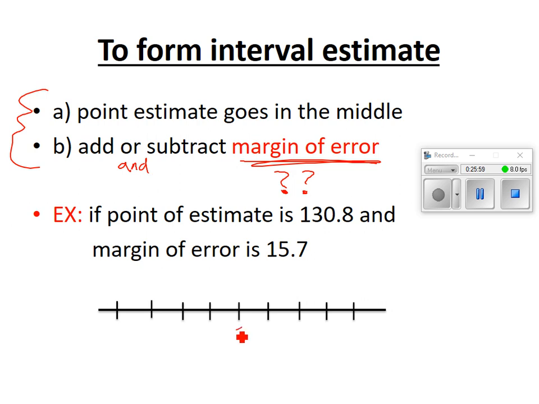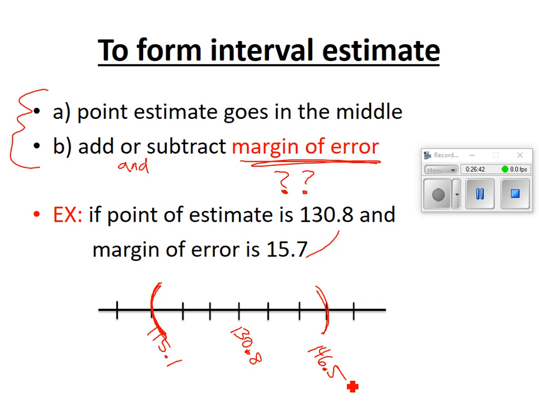So right here in the middle, I'm going to write in 130.8. That's what we came up with on that first one for the MySpace or whatever it was. Somebody help me out. What's 130.8 minus 15.7? 115.1. So that's going to be one side of our interval. Add those two together. What's that give us? 146.5. That's going to be the other side.